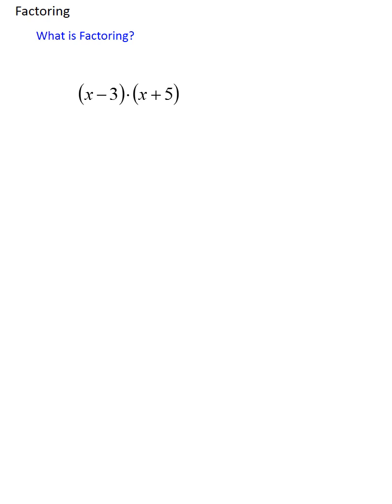Here's a math problem that you may be familiar with from the past. If I were asked to multiply these two binomials together, I might use a process called FOIL. You might call it something else. You might eventually end up with this as your answer.